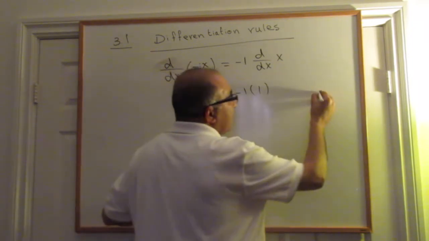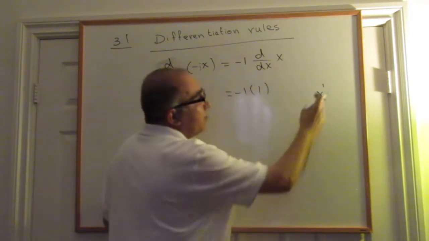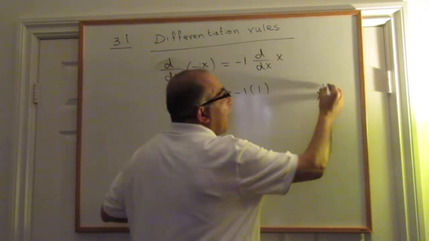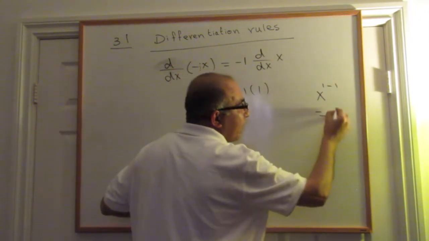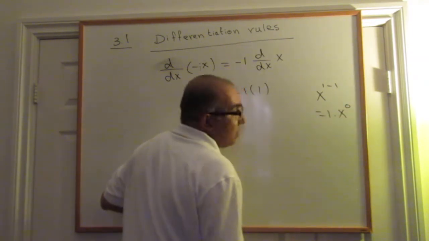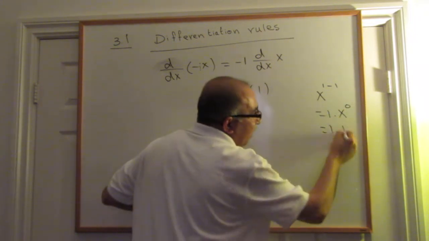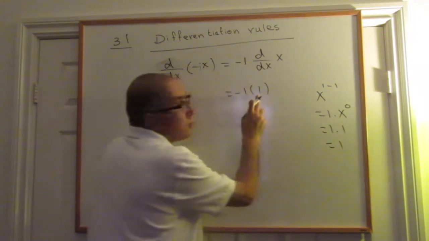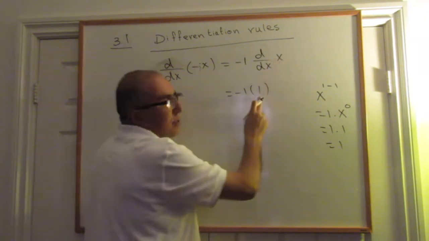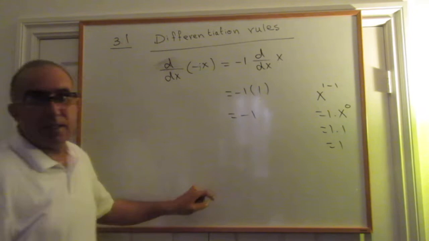Because you see, if you have x, actually it's x to the power of 1. You multiply 1 here, and 1 minus 1 gives you x to the power of 0, and x to the power of 0 is 1, it will be 1 times 1, which gives you 1. That's why the derivative of x is always what? 1. And your answer becomes here negative 1.